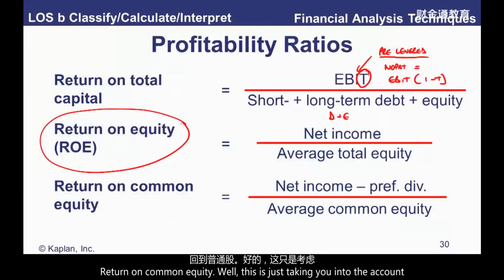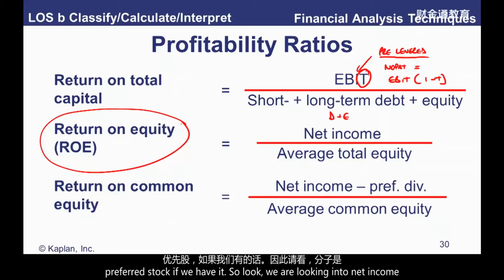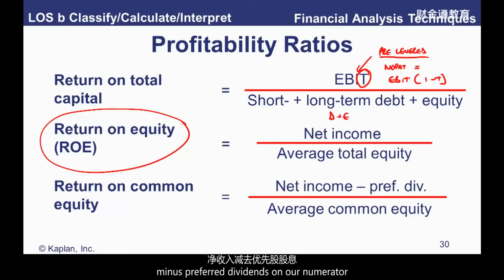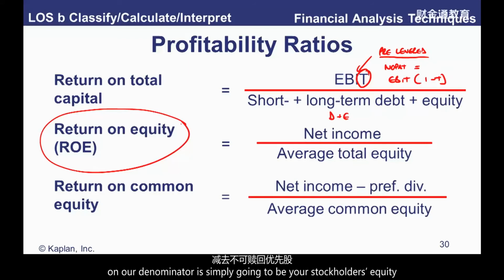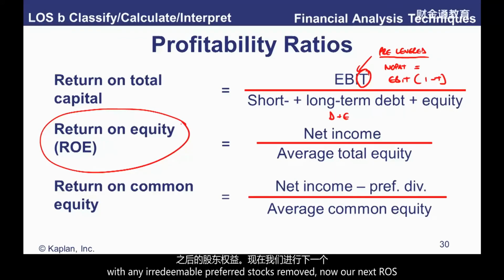Return on common equity, well this is just taking into account preferred stock if we have it. So look, we're looking at net income minus any preferred dividends on our numerator, i.e. profit attributable to our common stockholders, and we're looking at average common equity on our denominator. Now the average common equity here on our denominator is simply going to be your stockholders' equity with any irredeemable preferred stock removed.